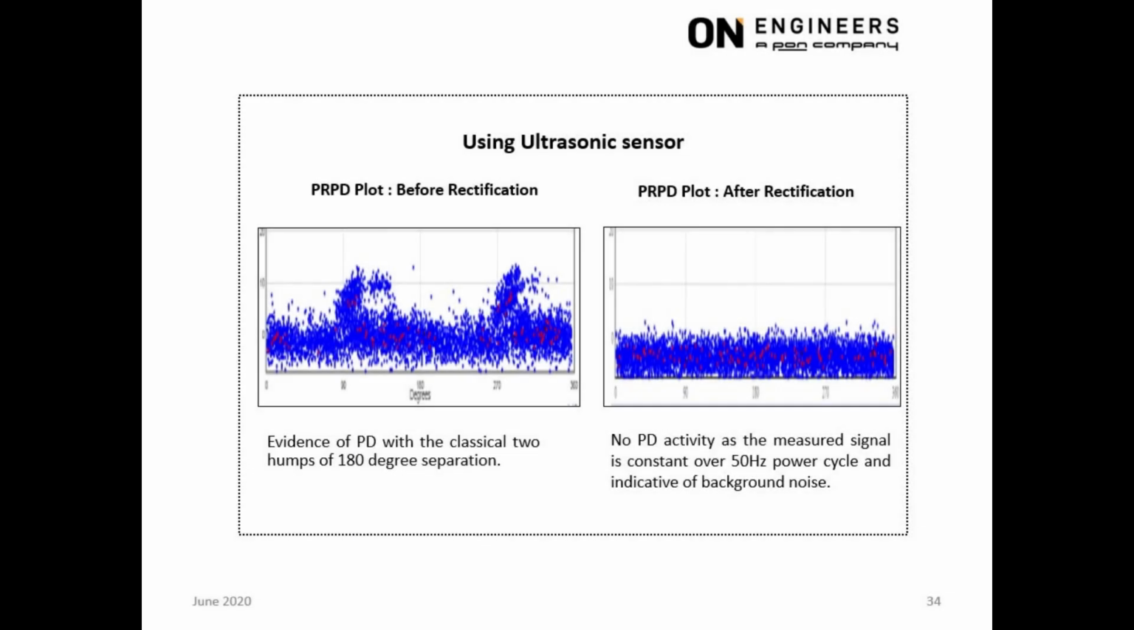In this slide, the PD measurement was from ultrasonic sensors. The left box shows evidence of PD from the 2 humps of 180 degrees separation across the 50 Hz voltage cycle. The right box shows the measurement after the rectification. Notice the measured signal is constant across the entire 50 Hz voltage cycle.